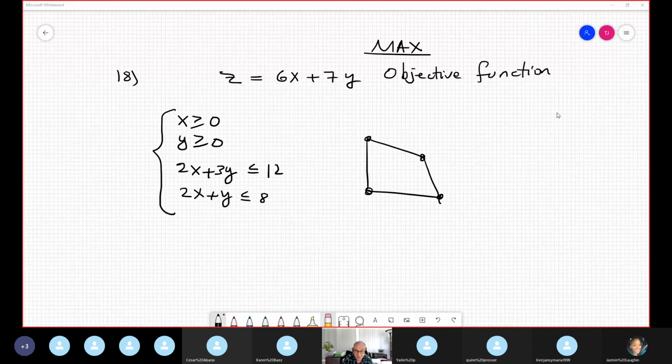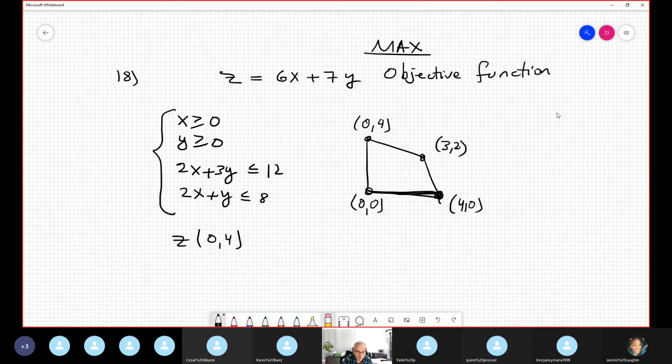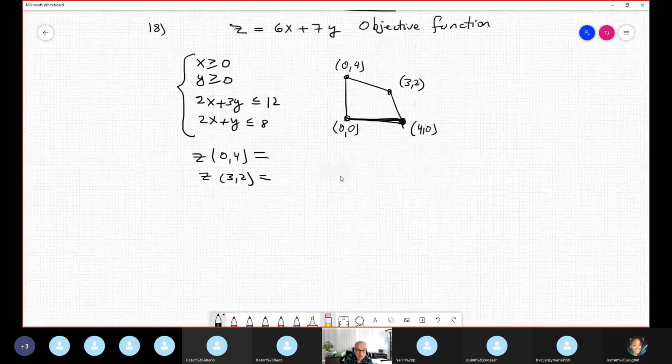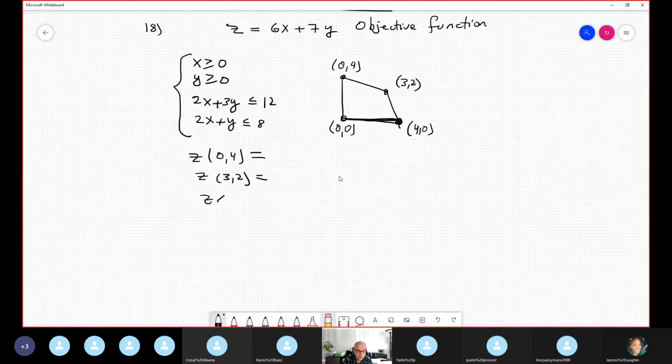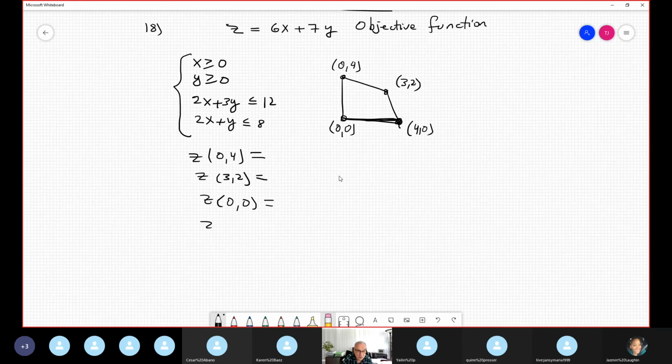So we have four corners. This corner, basically, this is horizontal. This corner is 0,0. This corner was 4,0. This corner was 0,4. And this corner was 3,2. And you evaluate the objective function in each corner: 0,4, 3,2, 0,0, and 4,0.